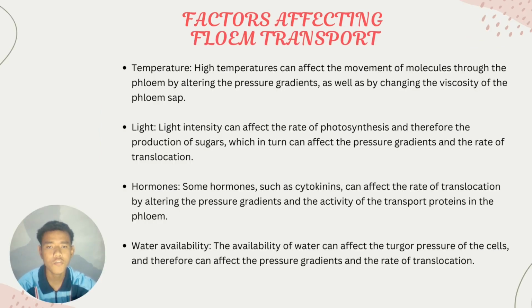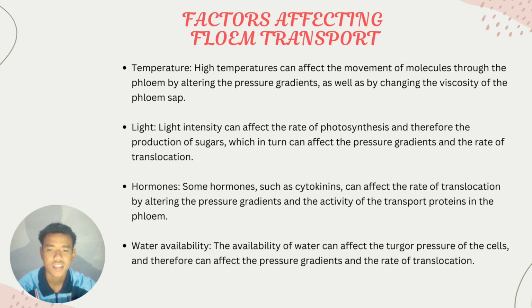There are four factors affecting phloem transport. First, temperature. High temperature can affect the movement of molecules through the phloem by altering the pressure gradients, as well as by changing the viscosity of the phloem sap.